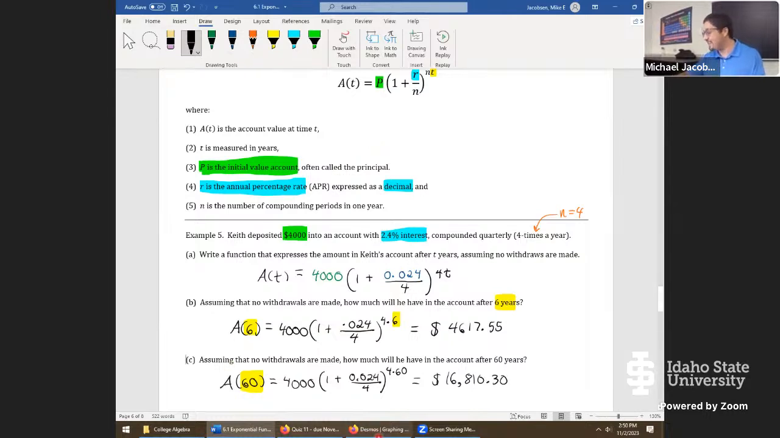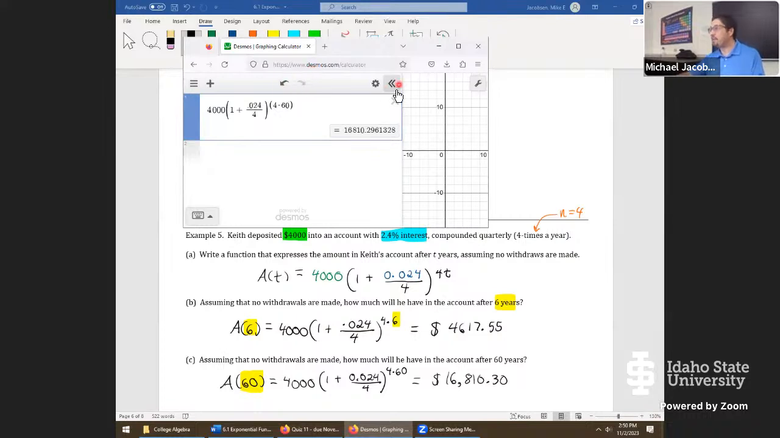Oh, that's an interesting sign. Yeah, so we're getting something really, really big. And just a question for you: what kind of calculator are you using?